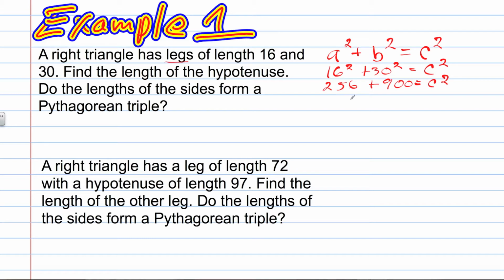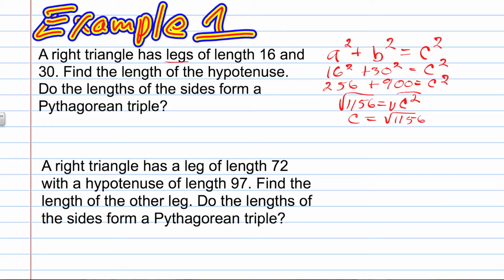Add those two together. That gives us 1,156, and that's equal to c squared. Now I'm going to do two things here. I'm going to take the square root and turn it around at the same time. So we end up with c being equal to the square root of 1,056.